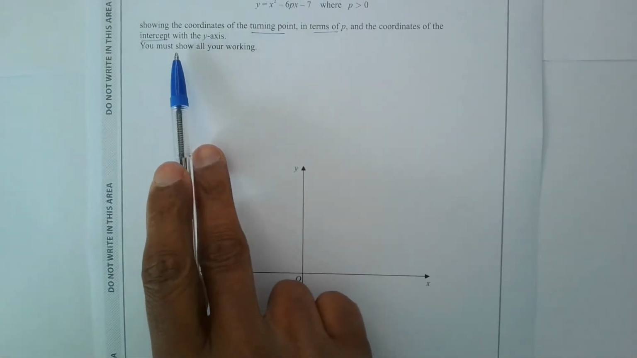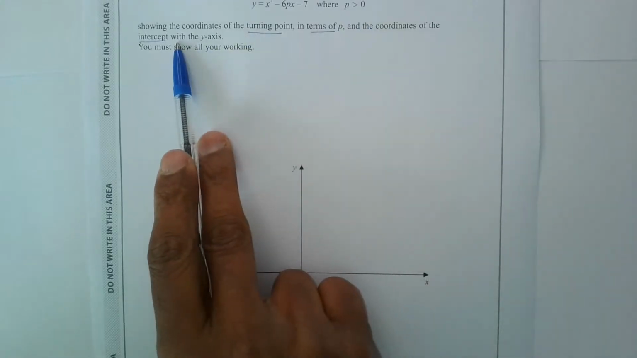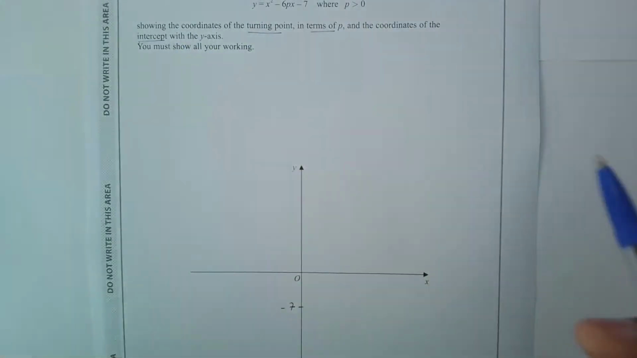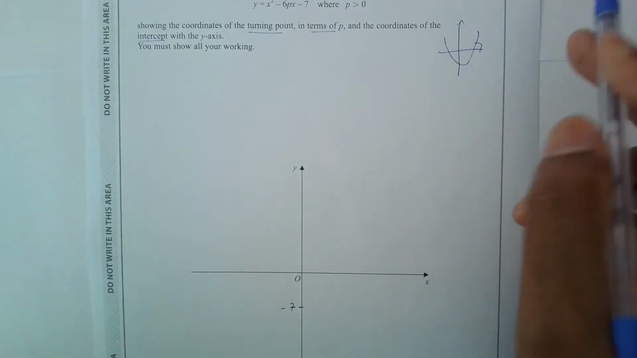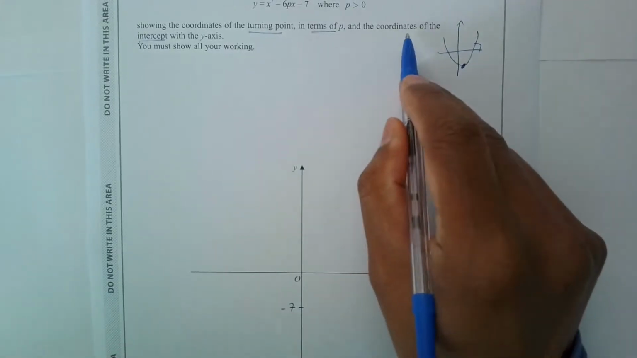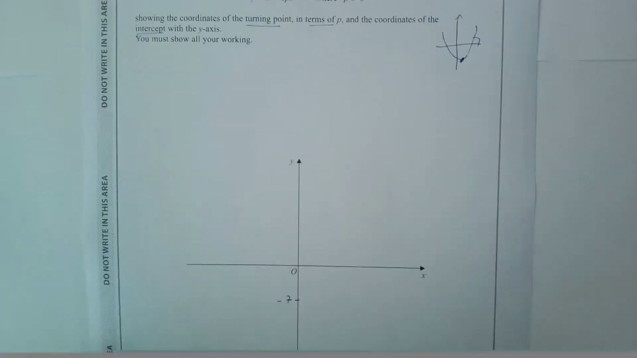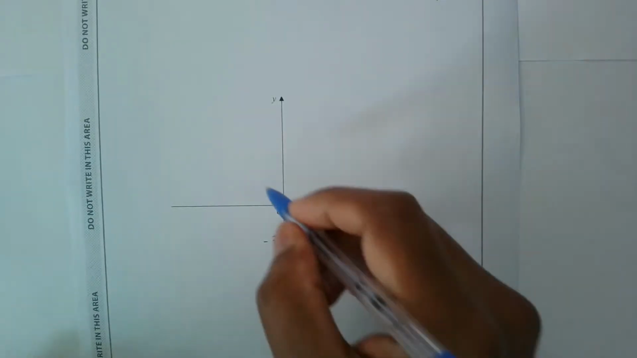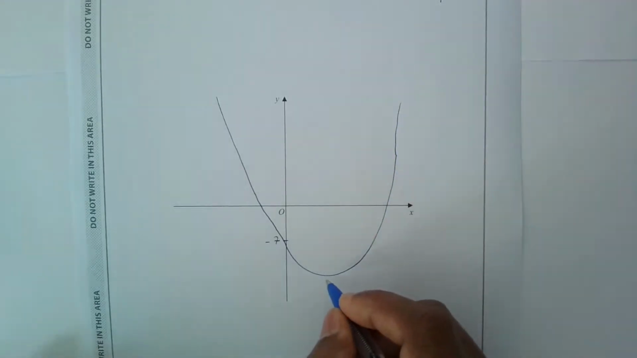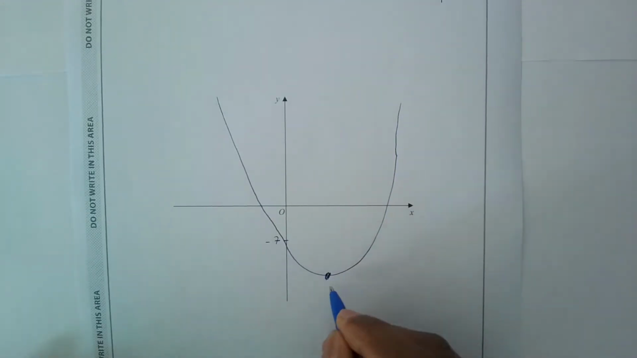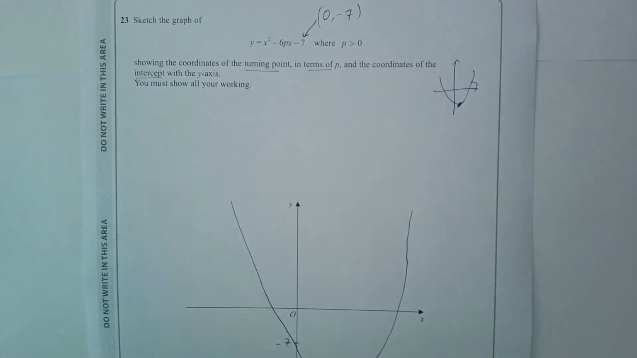Just reading the question again: showing the coordinates of the turning point and the coordinates of the intercept with the y-axis. So I just need to show that. I've done this part, that's a quadratic, and I just need to show my turning point there. So I've done the first part.